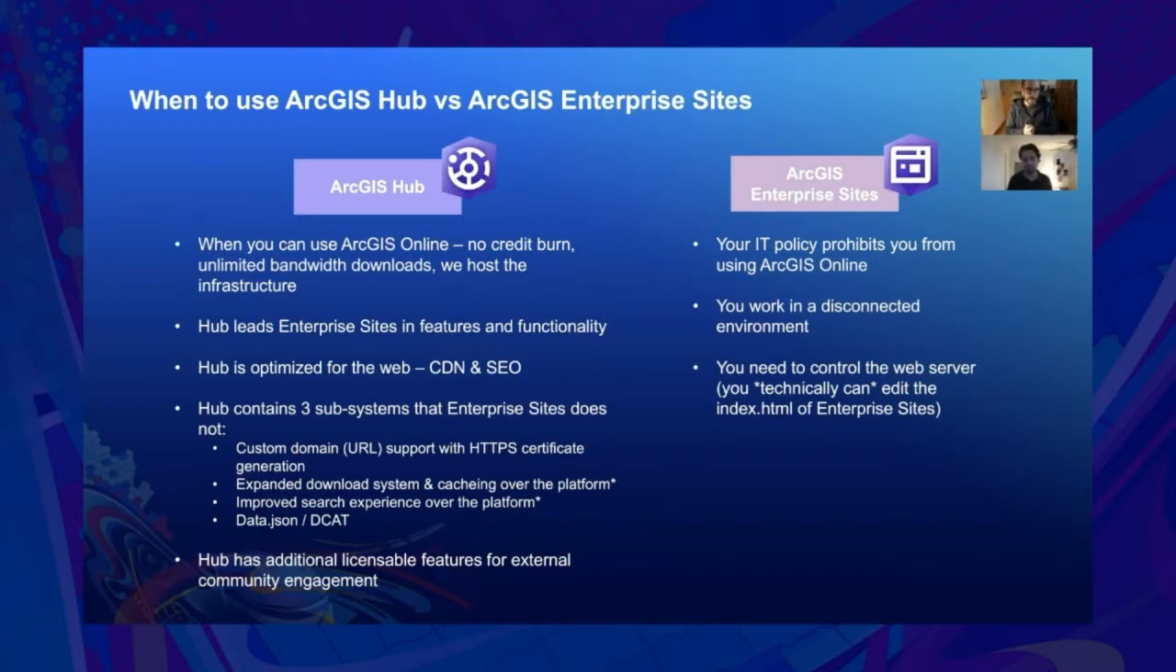Hub does also have a few systems that we've not yet built into Enterprise, specifically that custom domain support with HTTPS certificate generation. Because with Enterprise, you can run your whole portal on any domain of your choosing and with any certificate of your choosing. It's kind of on you. But Hub does let you have multiple domains, which is pretty cool.